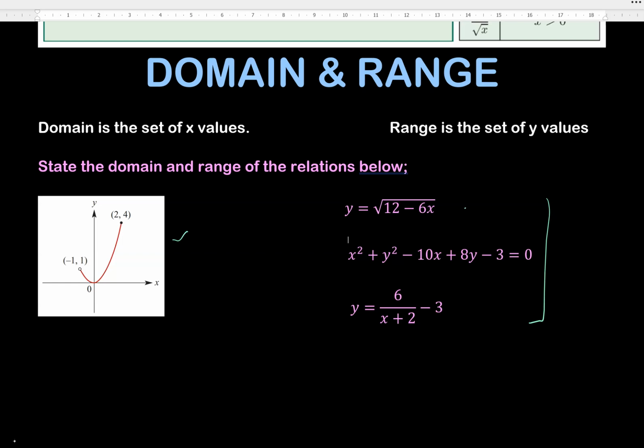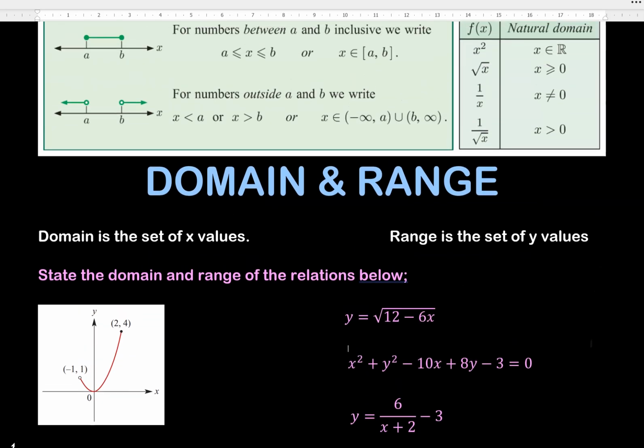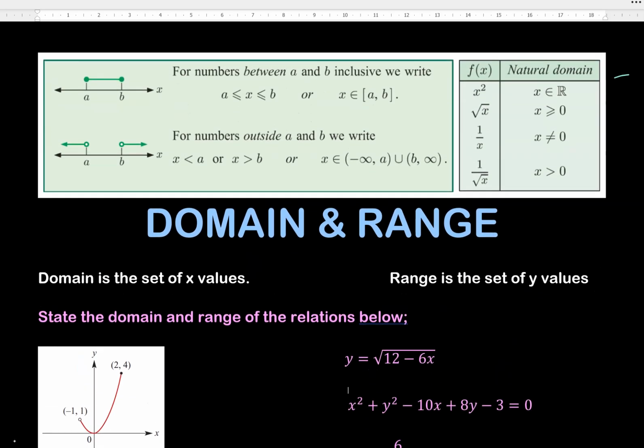So we've got a square root, circle, and a rational. Just want to remind you about some of the things you have to keep in mind, especially over here. So when we've got a square root of something, we know that we cannot take the square root of a negative value. We know that we can't divide by 0. So these are some of the things that are going to affect our domain.